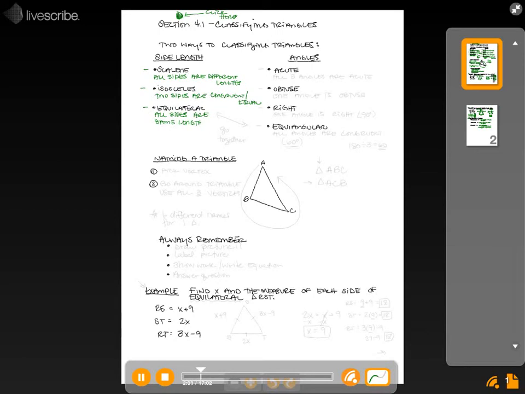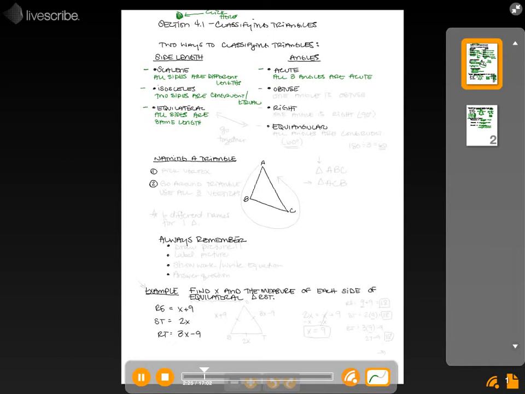Now you can also classify triangles by their angle measures, and there's four ways to do that. First way is acute, and acute means that all three angles in your triangle are acute. And remember, acute means that they're less than 90. So every angle in the triangle would be less than 90 degrees. That's what an acute triangle is.